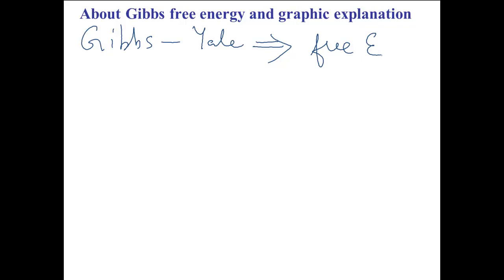A person called Gibbs, a scientist from Yale University, came up with an explanation to help us understand different systems, when it becomes spontaneous and when it doesn't, and so on. He said everything has some amount of free energy present in it. He called this free energy G.